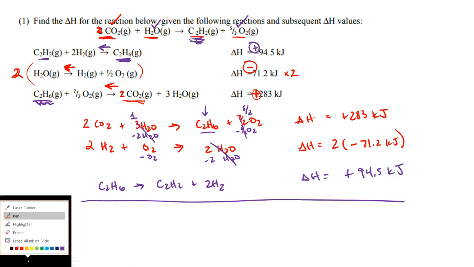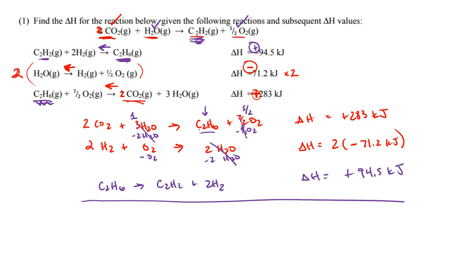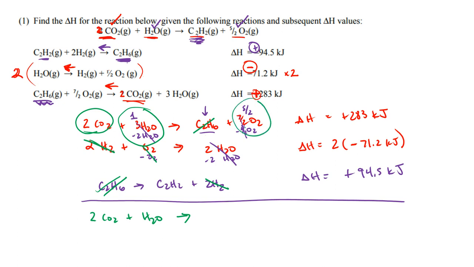So now I can go ahead and cancel out C2H6 on both sides, and what's super convenient, I can also get rid of those 2 H2s. So what we're left with, 2 CO2s and 1 water. That guy's gone, gone, gone. Over here, I have 5 halves of oxygen. Water's gone, hydrogen's gone, ethyne is left. This is exactly my equation.